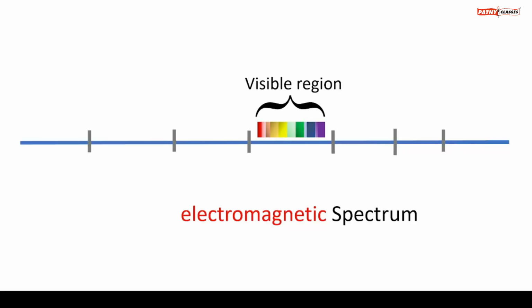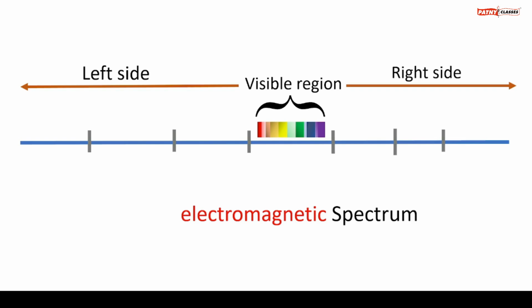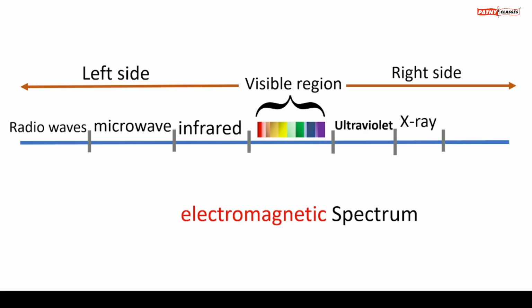The electromagnetic spectrum can be further classified as the left side of the visible region and the right side of the visible region. On the left side, we have infrared, microwave and radio waves. And towards the right side, we have ultraviolet, X-ray and gamma rays.